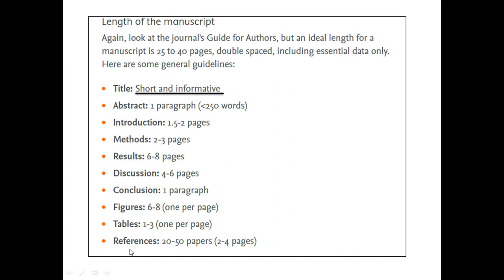The title must be short and informative. The abstract should have at least one paragraph. The introduction must contain one or two pages with recent references cited. Methods should be two or three pages, which should provide a clear methodology or protocol that you have followed. The results should be 6 to 8 pages. Discussion must be 4 to 6 pages. Conclusion, one paragraph, but it should not repeat the abstract.